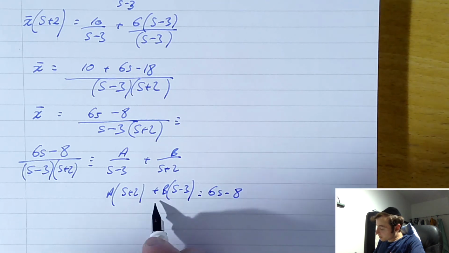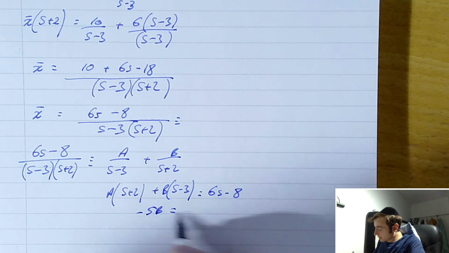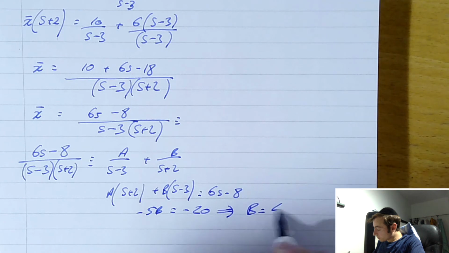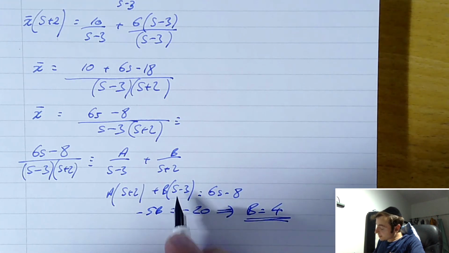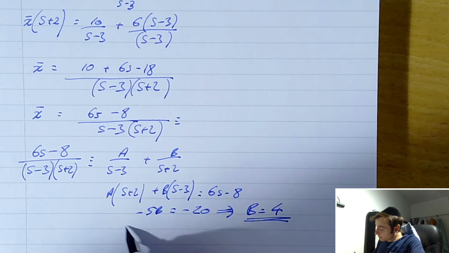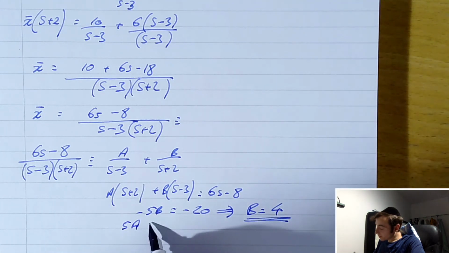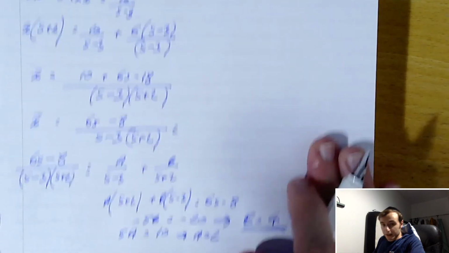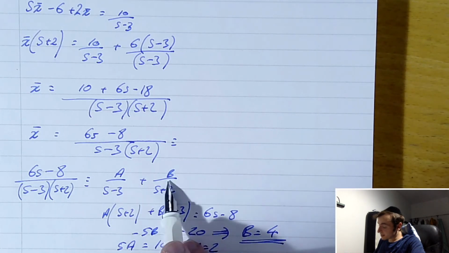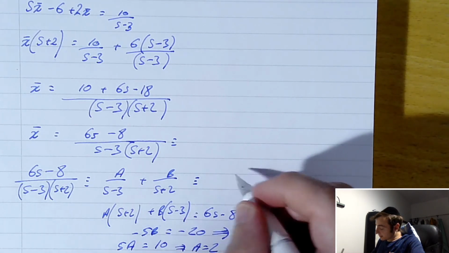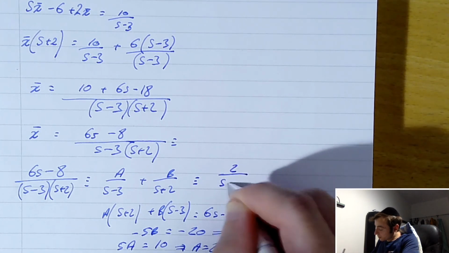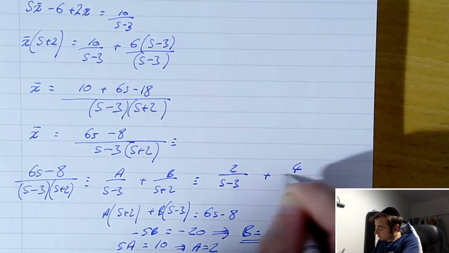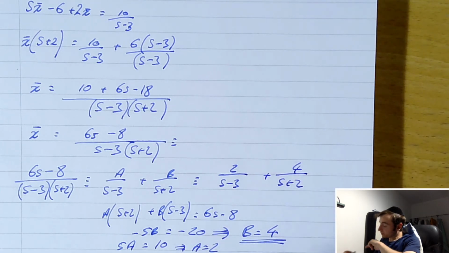So when s equals minus 2, we've got minus 5b equals minus 20, and that implies that b equals 4. And then when s equals 3, we'll have 5a equals 18 minus 8, it's 10, and that implies that a equals 2. So we can come back up, and we can say that this is identical to 2 on s minus 3 plus 4 on s plus 2.